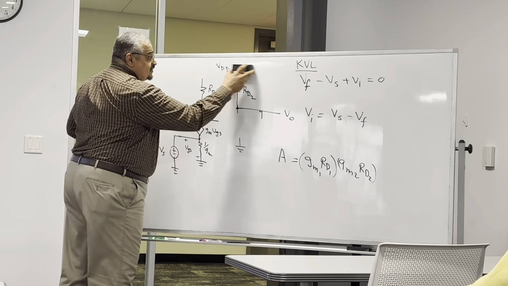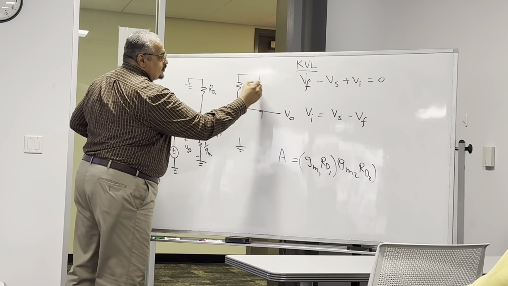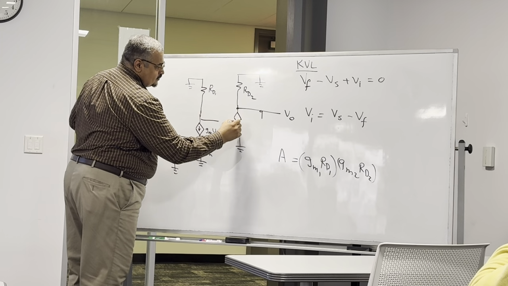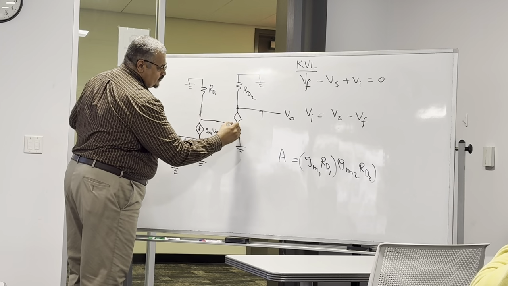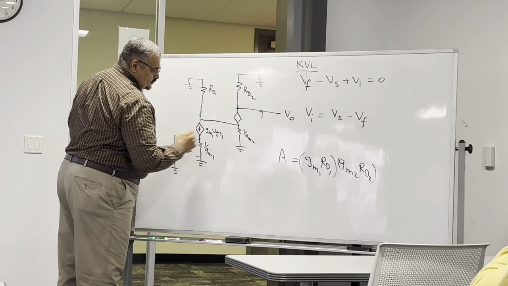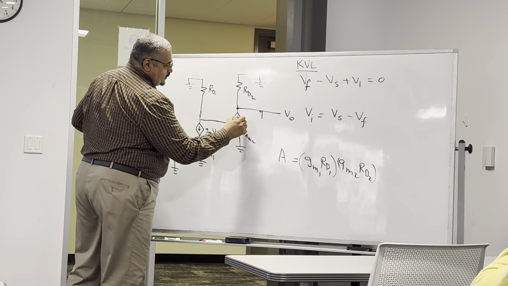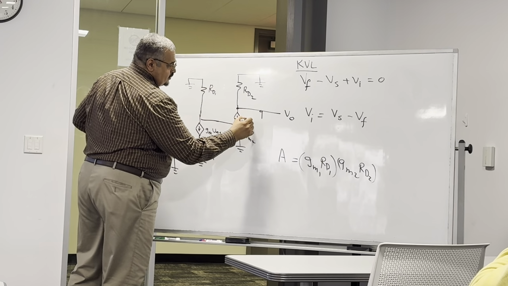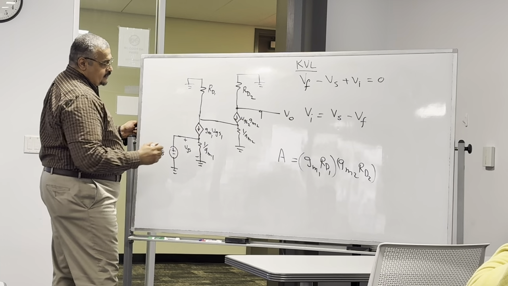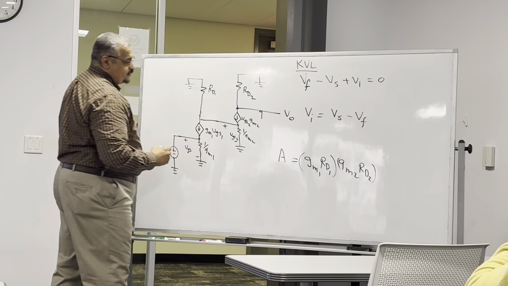Then what's going to happen to this resistance? This one becomes ground, this one becomes ground. And this one also, same thing: 1 over gm2, and this is VGS2, gm2 VGS2. And where is VGS2? This is VGS2.